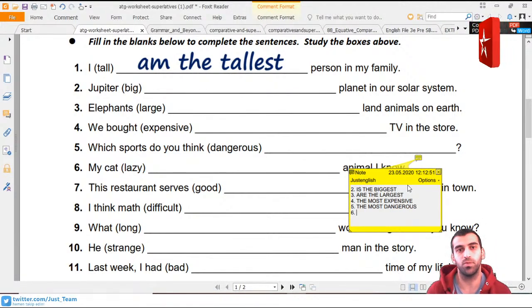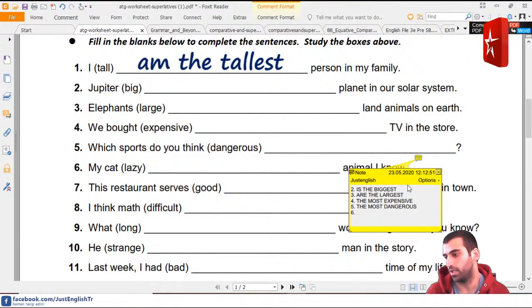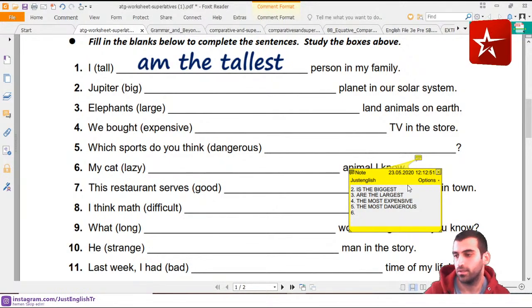So, which sports do you think are the most dangerous in your opinion? Which one? Which one is the most dangerous? Football, basketball, volleyball, or which one? Which one is the most dangerous in the world or in Turkey? Can you tell me the correct answer to number 5? Okay, I'm waiting for your comments to this question, and I will let you know which one is the most dangerous.